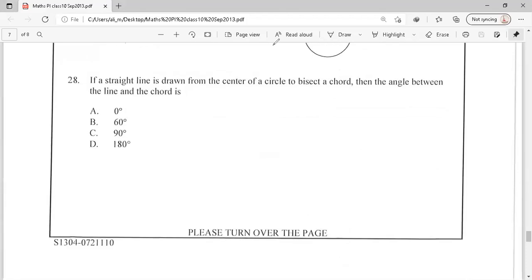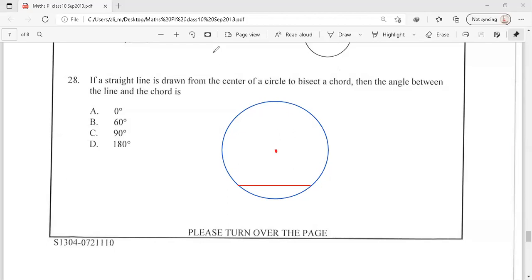Let's move to question number 28. The straight line drawn from the center of the circle will bisect a chord. So let's say we have a circle, and let's draw a chord on this circle. This is a chord on this circle, and we have the center of the circle here. So if we draw a line that is passing through the center of the circle, the question states that it will bisect the chord. So here we have bisected that chord, so these two segments of the chord are equal.